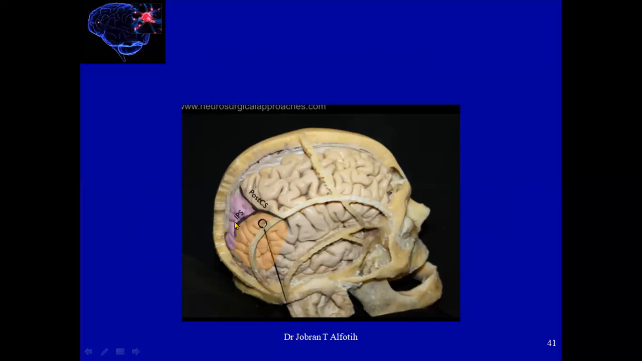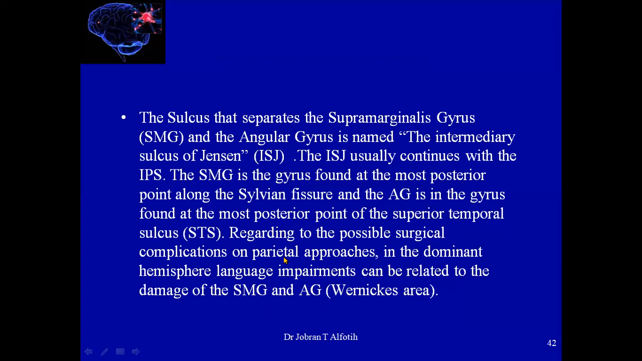Here is the intraparietal sulcus, here is the post-central sulcus, here is the superior parietal lobule, and this is the inferior parietal lobule, which is composed of two structures called the supramarginal gyrus and angular gyrus. The sulcus that separates the supramarginal gyrus from the angular gyrus is called the intermediary sulcus of Jensen, or Jensen sulcus. This sulcus is continuous with the intraparietal sulcus.